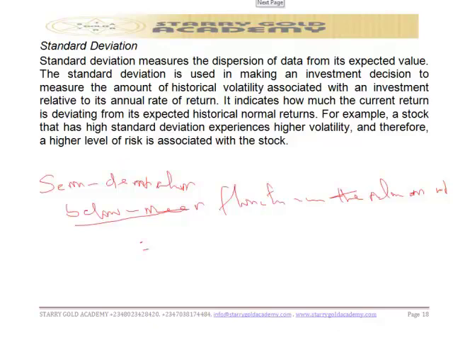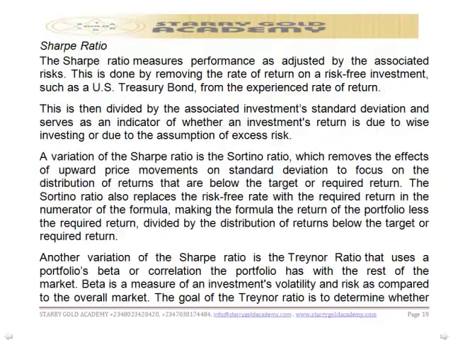Now the next one is the Sharpe ratio. Another risk measurement is what? It is the Sharpe ratio. And the Sharpe ratio measures the performance as adjusted by the associated risk. The performance has done what? As adjusted by the associated risk. And this is done by removing the rate of return on the risk-free asset, such as a treasury bond, from the expected rate of return.